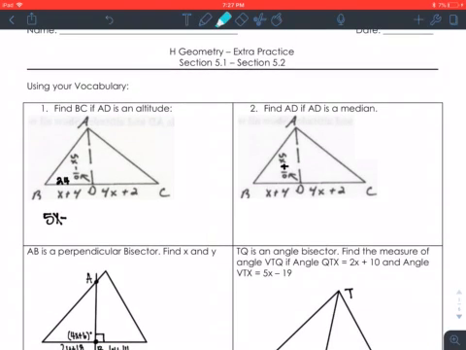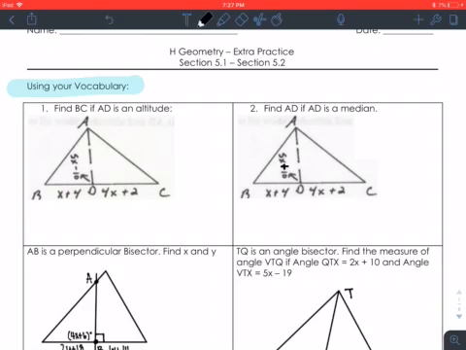The first question says using your vocabulary. It's very critical within this entire chapter that you know specifically what an altitude is, what a median is, perpendicular bisectors and angle bisectors, and then all of their points of concurrency on top of that. There's a lot of information here that you're responsible for knowing.